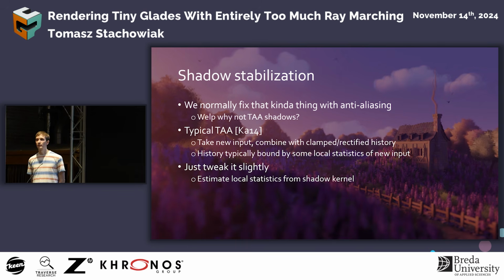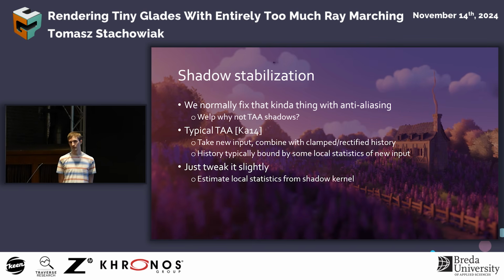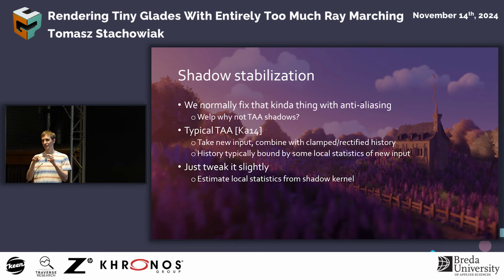And you do that by estimating some kind of statistics from a local neighborhood of the new input, and then clamp to those statistics, for example. But if you do it in screen space, it will not do anything, because the features that are flickering are larger than that tiny 3x3 kernel you would throw at it. So what you do instead is you derive those statistics from the actual space in which the content changes. And in this case, it is the shadow kernel.